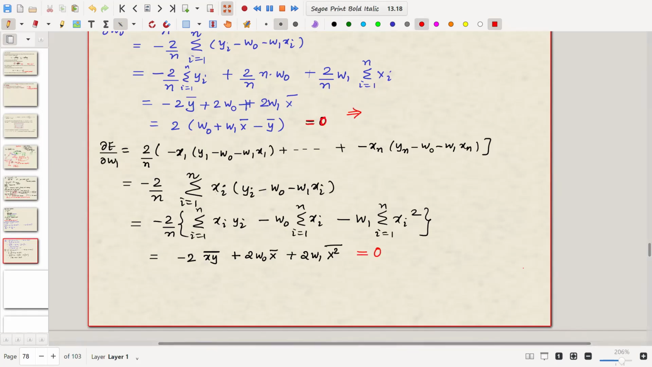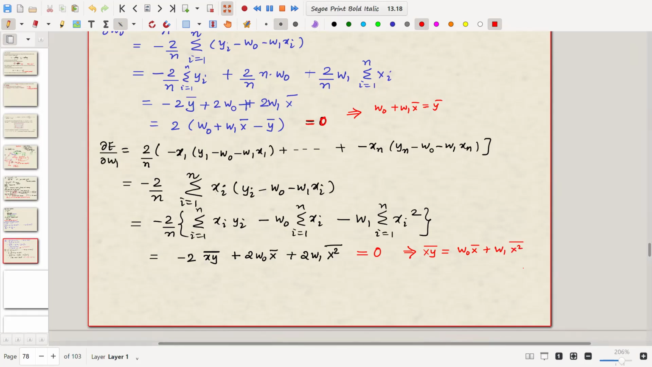What do you get from this? ∂E/∂W0 equals 0, ∂E/∂W1 equals 0. From this, you get W0 plus W1 x bar equals y bar. From this, what do you get? The 2 will all be cancelled. xy bar equals W1 x squared bar. Okay.